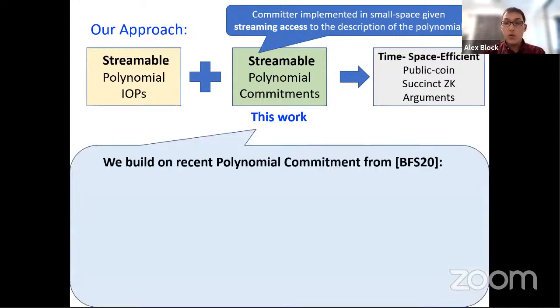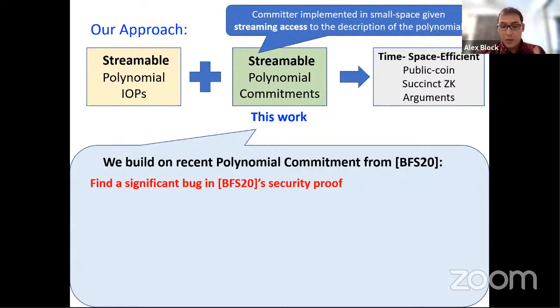More specifically, we build off a recent polynomial commitment scheme due to Bünz, Fisch, and Szepieniec. In fact, we find a significant bug in their security proof. And I want to just mention that the authors also informed us independently that they found this bug.